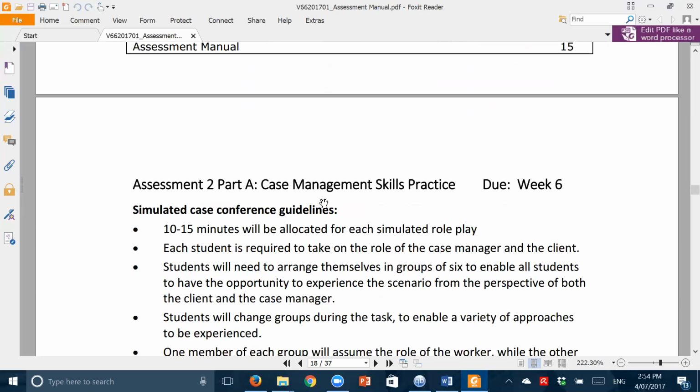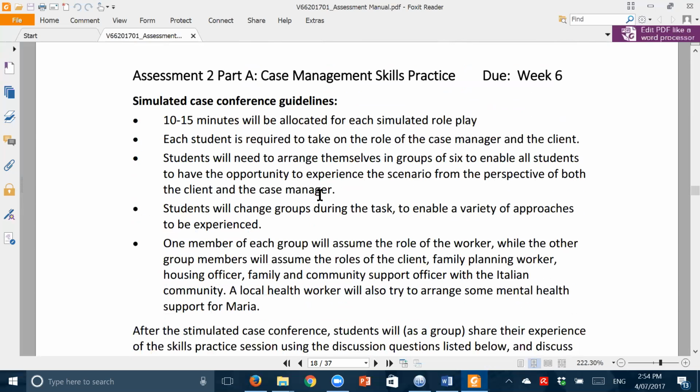And then let's have a quick chat about the simulated case conference. 10 to 15 minutes per person per simulated role. Each student will be required to take on the role of a case manager. So you'll probably be buddying up and then swap roles so you can get through the whole thing in half an hour. And you will not be required to act.